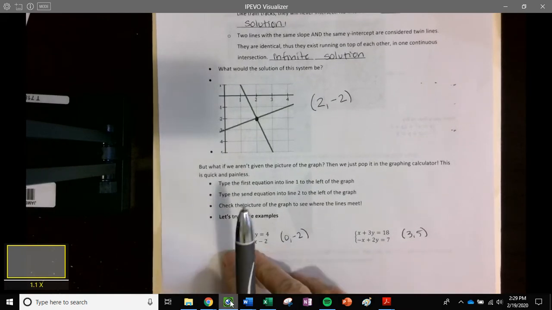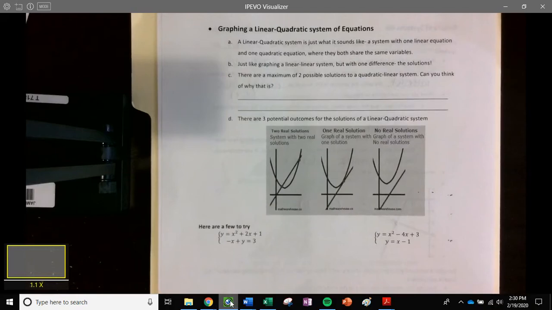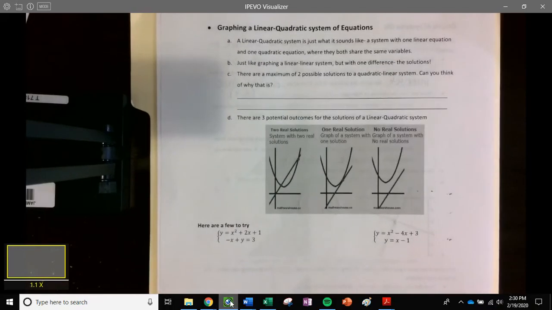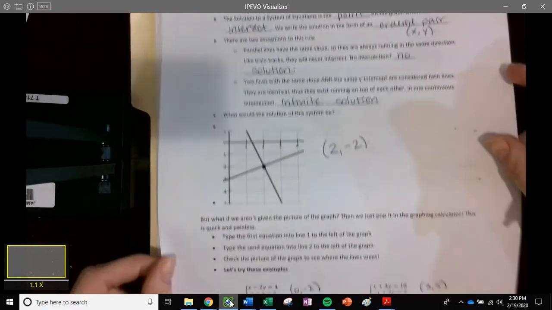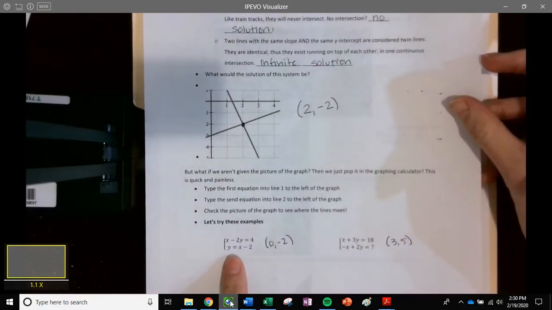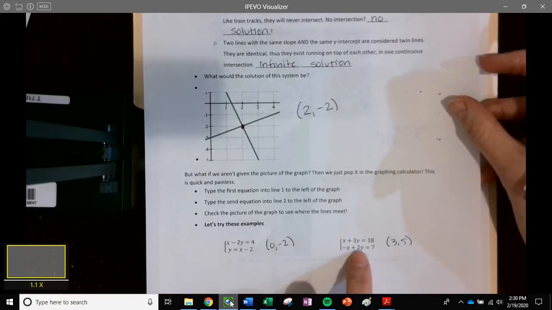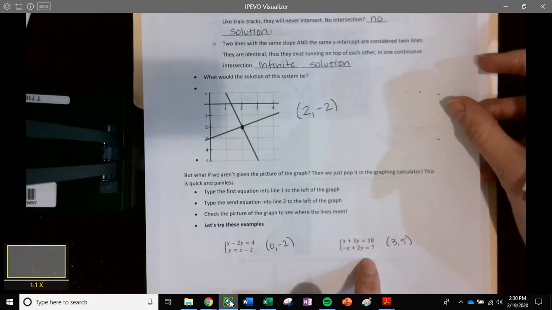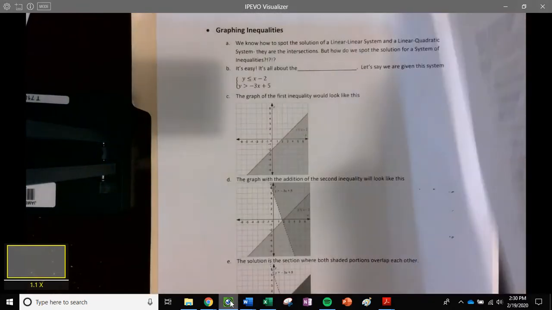Excuse me. All right, what if it gets harder? Does it get harder? I don't know. Graphing a linear quadratic system of equations. So the two examples that I showed you first, let me flip back real quick. These two examples are linear systems. There's no exponents here. There's no exponents here. So they share the same variables. There's x's and y's in both. There's not some random z in one of them. But they have no exponents. So they're just two linear equations.